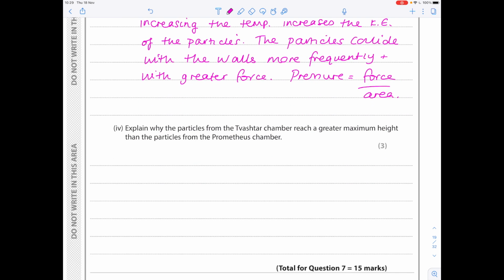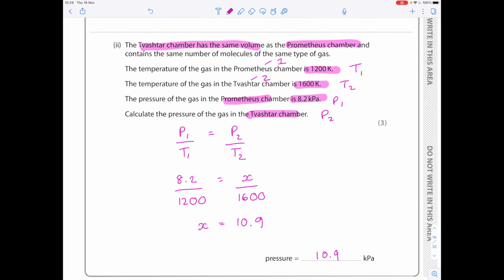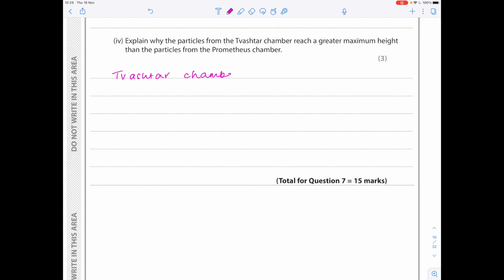Explain why the particles from the Vashtar chamber reach a greater maximum height than the particles from the Prometheus chamber. Well, we can see from this calculation that the Vashtar chamber has a greater pressure of 10.9 versus Prometheus's 8.2. And therefore, by definition, this means that the particles in the Vashtar chamber will have more speed, greater kinetic energy, and therefore will reach a greater height.